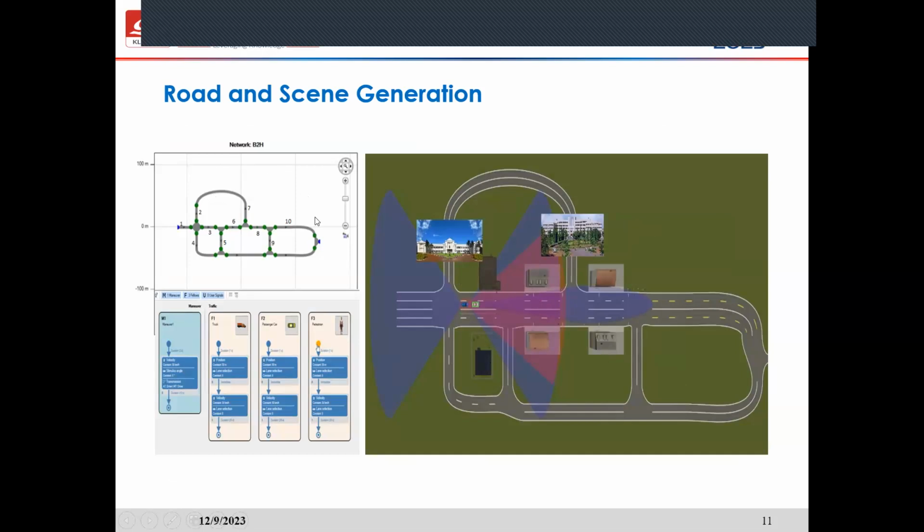And the first image shows the network, the road creation from ModelDesk, a software called ModelDesk in dSPACE. And the second image shows us the vehicles or the scenarios in motion in MotionDesk. The MotionDesk is a software which is used to visualize these roads and scenarios.